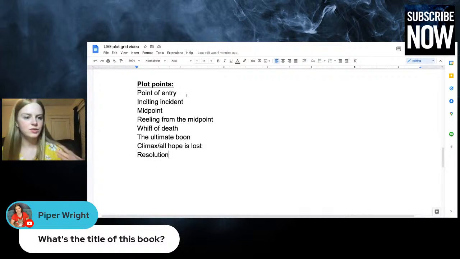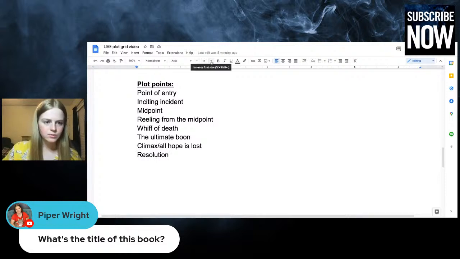So now we have a general idea of who the main characters are, who the antagonists are, etc. When I outline stories, I always start with my main conflict and figuring out the main conflict, like we just did.